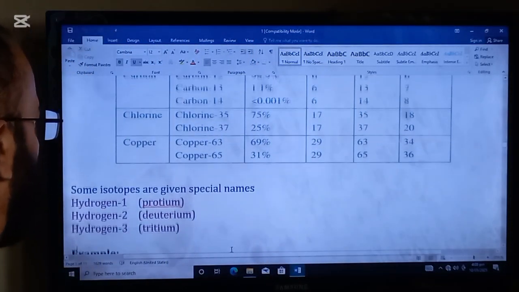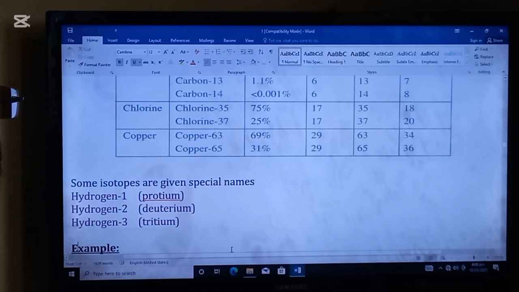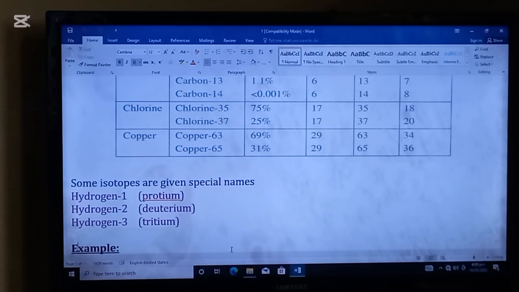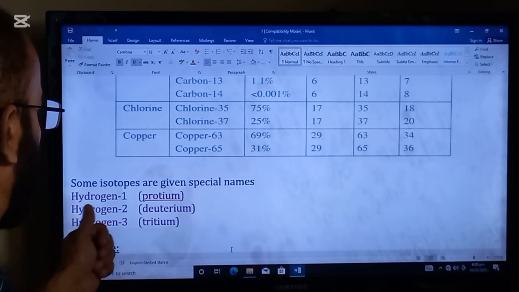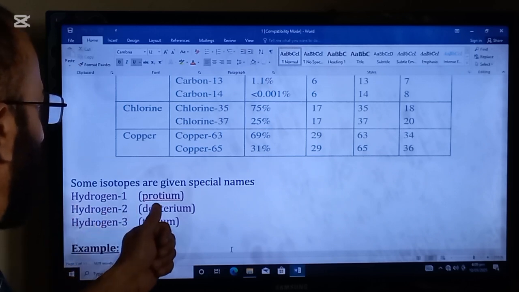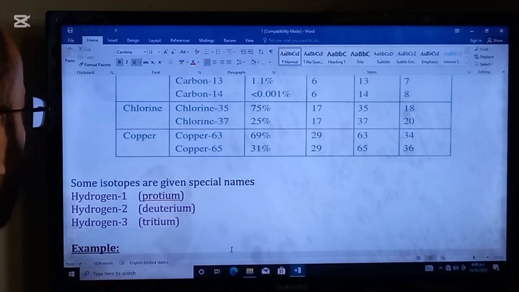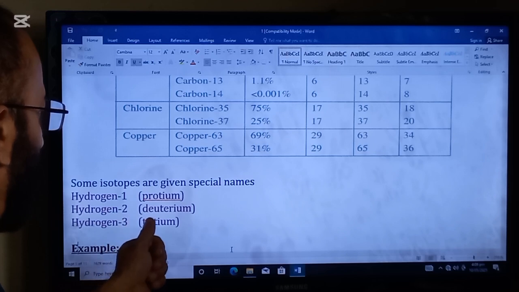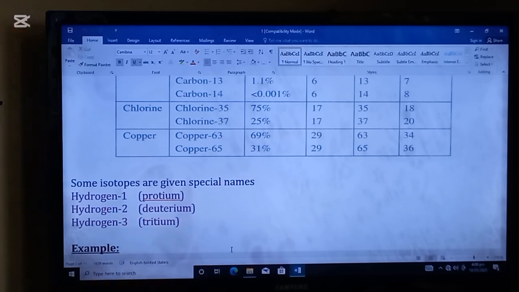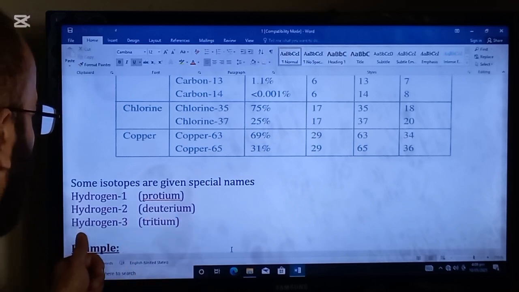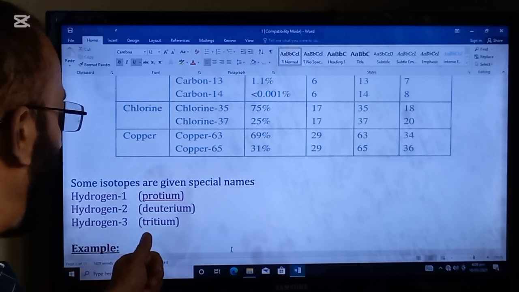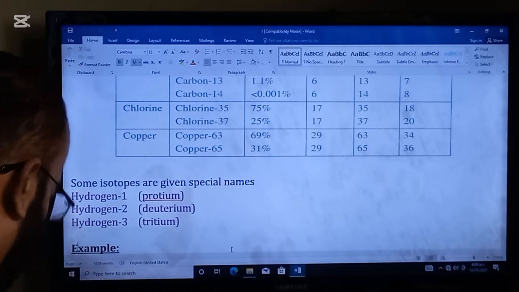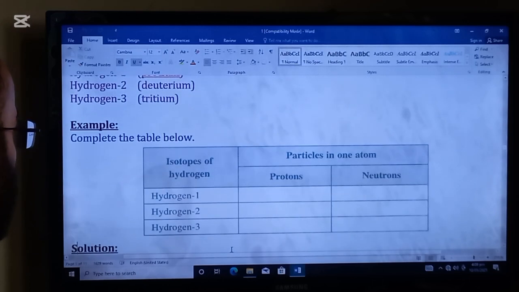Some isotopes are given special names. For example, these are the isotopes of hydrogen. There are three isotopes. First one is hydrogen 1. The special name given is protium. Second isotope of hydrogen is hydrogen 2. Special name is deuterium. Third isotope of hydrogen is hydrogen 3. Special name is tritium. So these are very special isotopes given special names.